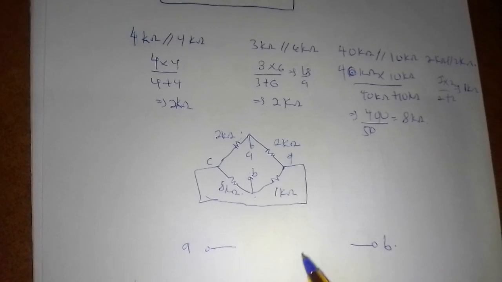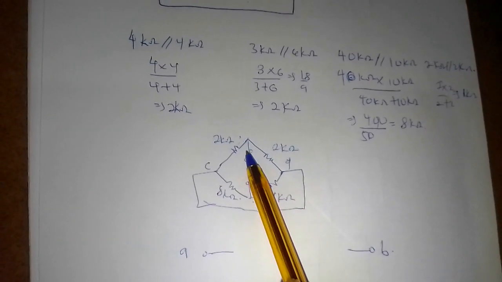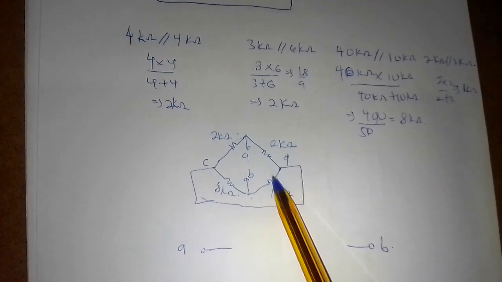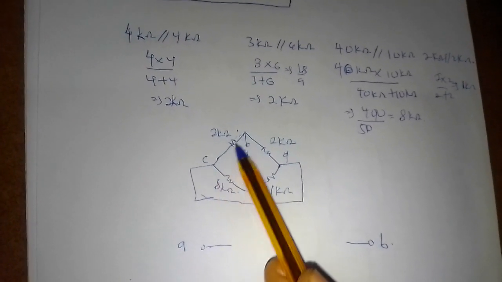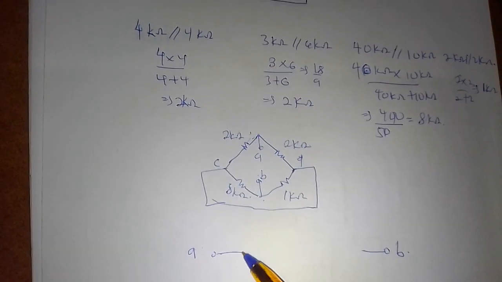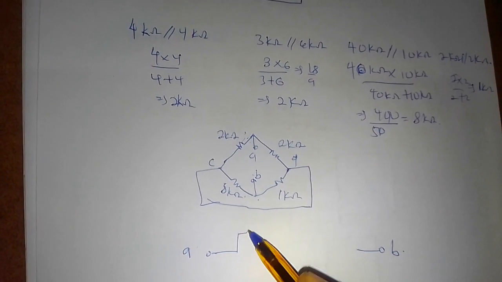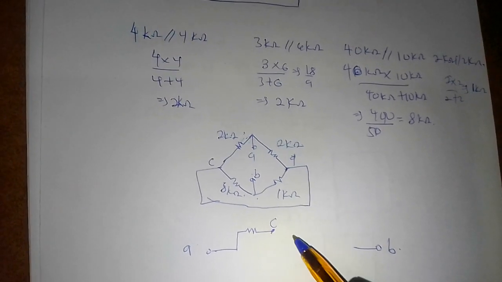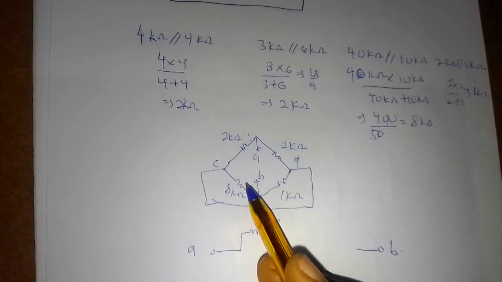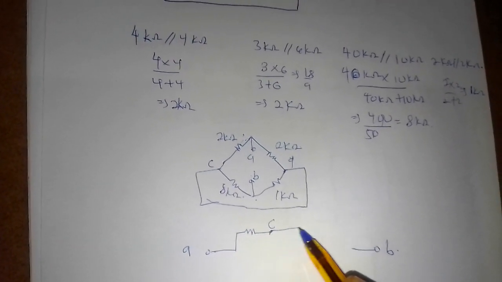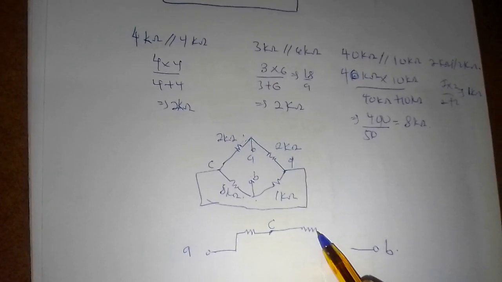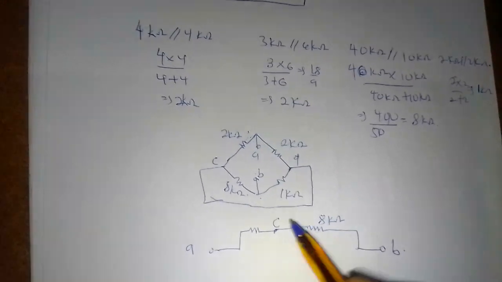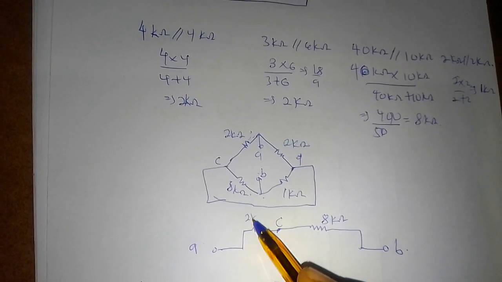And how do we do that? You know that from this A, we assume that this point is A. From this A to the C, let's say C, we have 2 kilo ohms. So we move up like this and we indicate here the node C. Once you get node C, you know that from C to the B is here, and that is giving us 8 kilo ohms. Here was 2 kilo ohms.